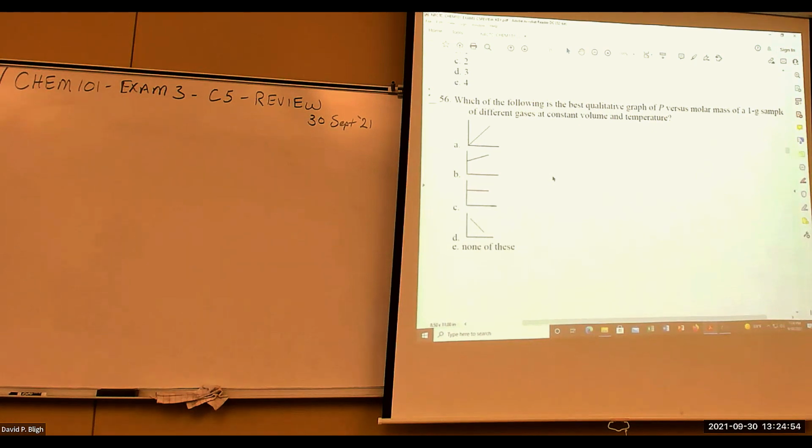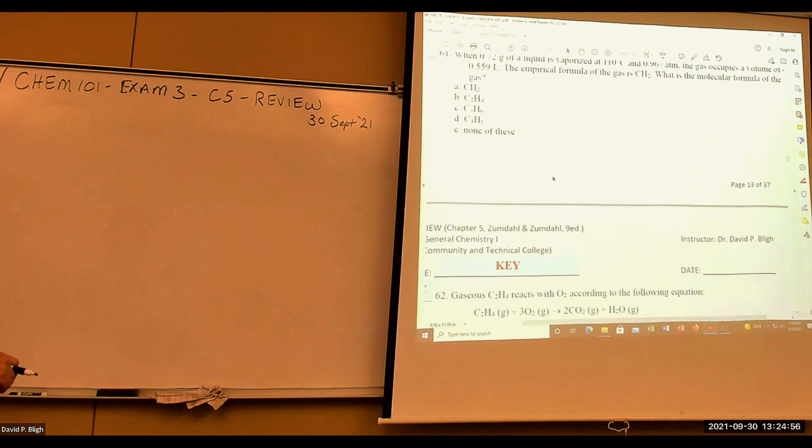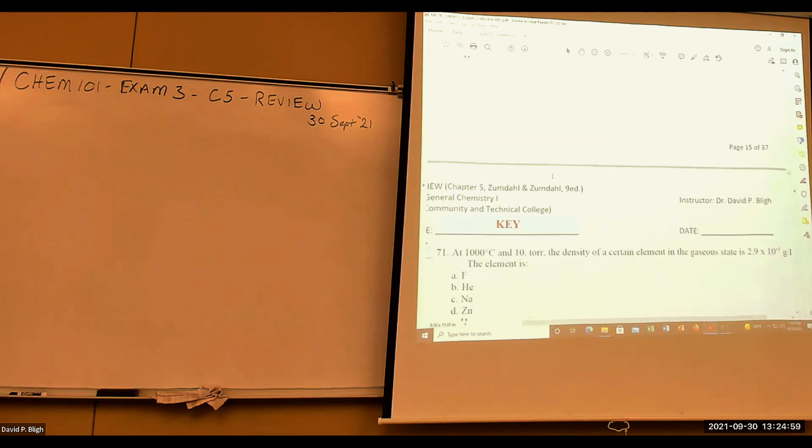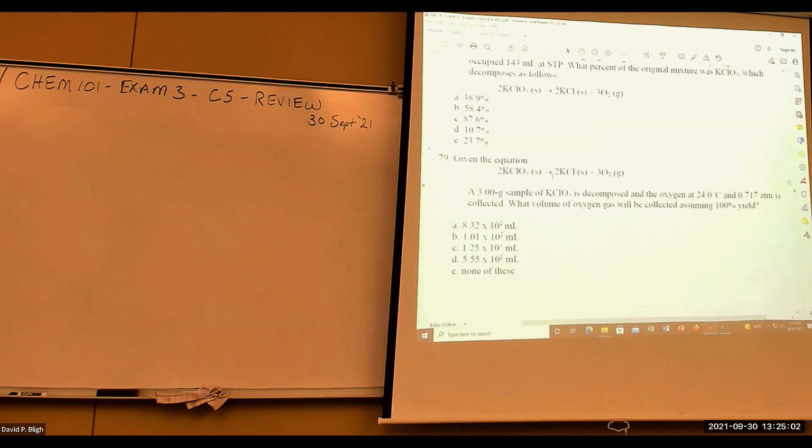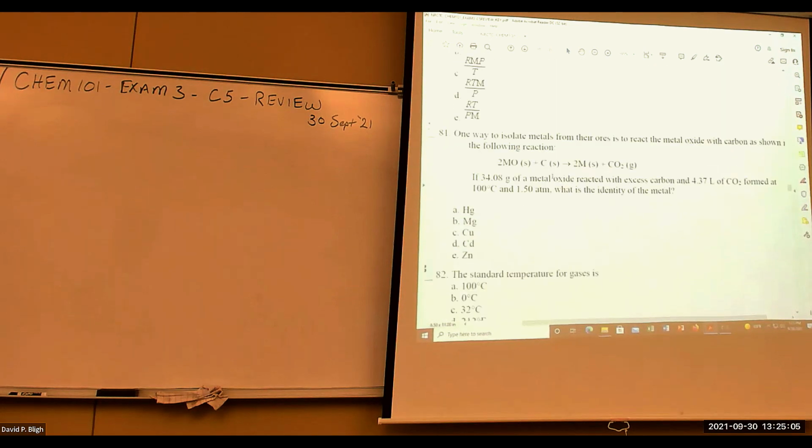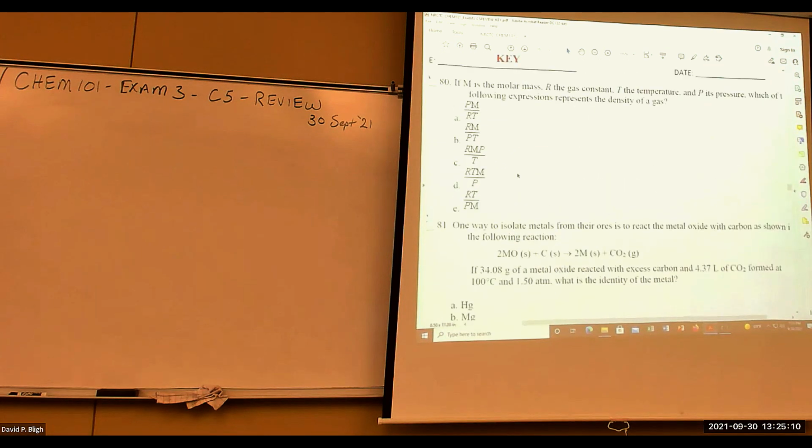Number 80. How about number 80? The reason number 80 is good now is that we've already done something like number 80 in that previous problem, so it ought to be fresh in your mind. Here we go. Now the question is defining molar mass as a big M. So instead of MW, now I have to use an M. So that's the molar mass. R is the gas constant, T is the temperature, P is the pressure. Which of the following expressions represents the density of a gas?